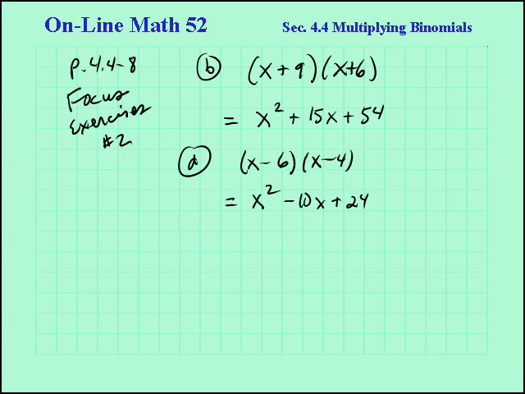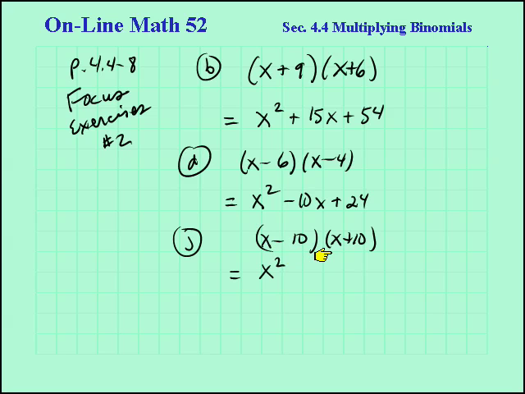Okay, let's choose a different example. How about letter J? J is kind of interesting. Letter J says we have x minus 10 times x plus 10. This one is interesting because, and I shouldn't have made that an equal sign there, I'll just get rid of that. But this is going to be equal to x times x, first, x squared. The outer product is positive 10x. The inner product is negative 10x.